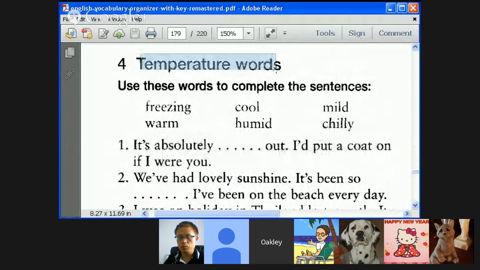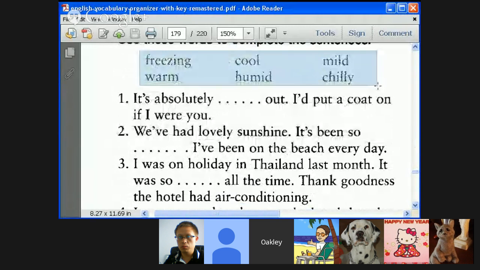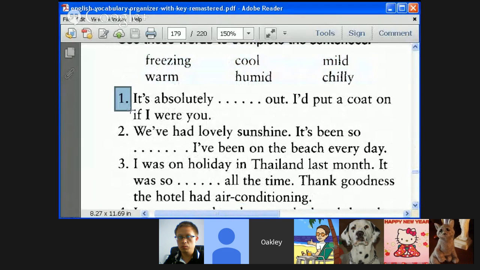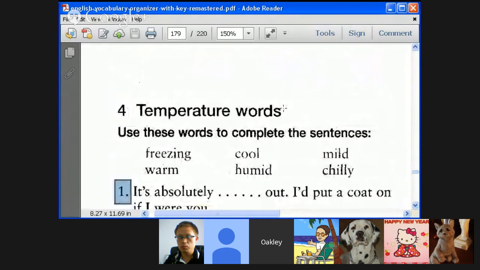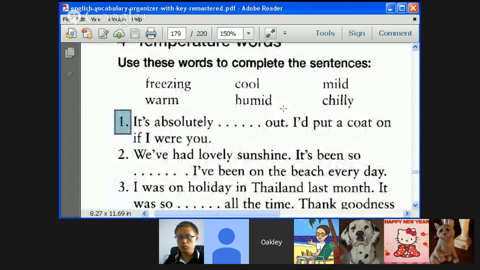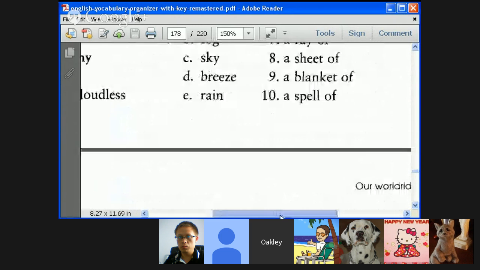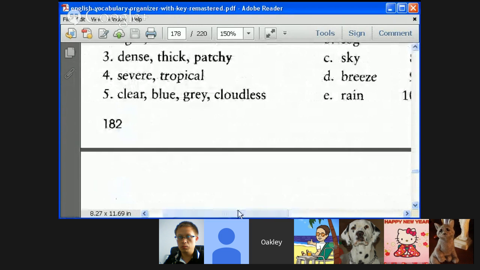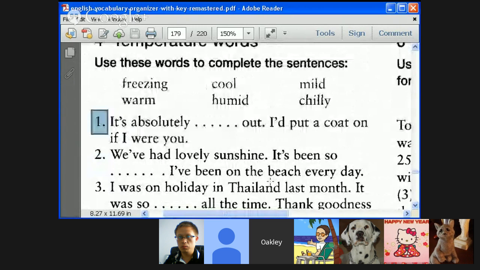Okay, let's look at some temperature words. We're going to use these simple temperature words: cool, humid, chilly, to fill in the blanks. So let's see, where were we? I totally don't remember. Who went last? Oh, Tanya was last. Okay, let's see, Germain, number one.